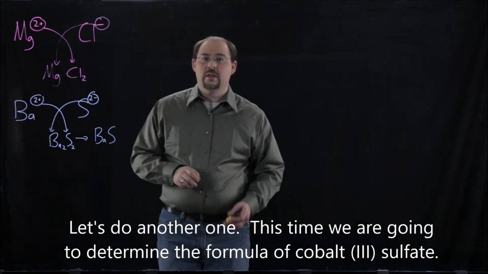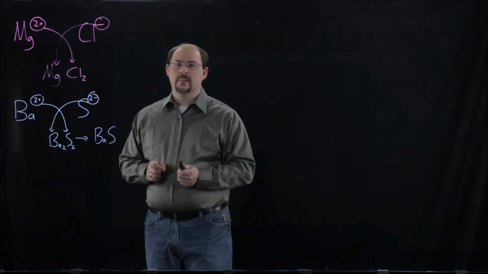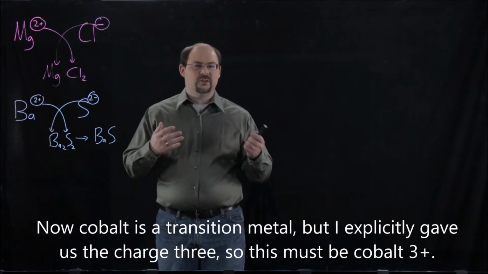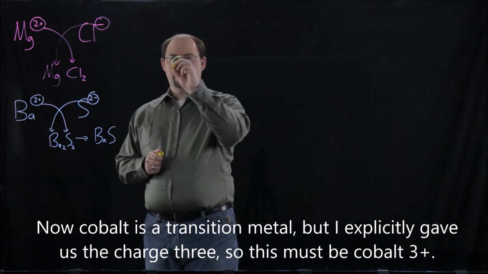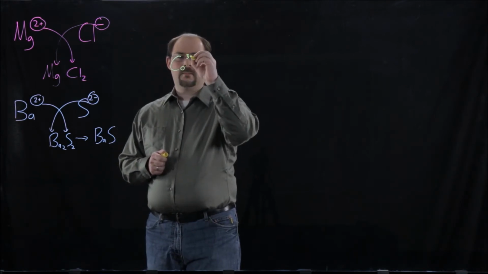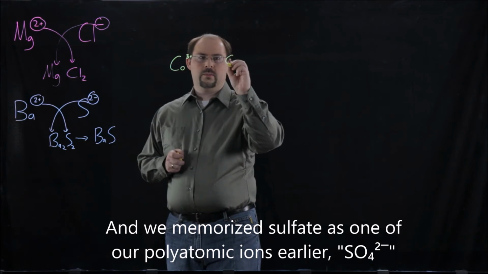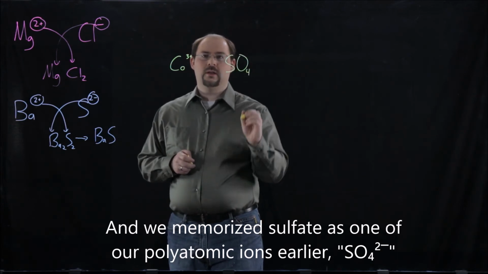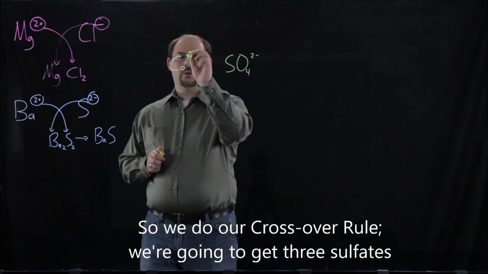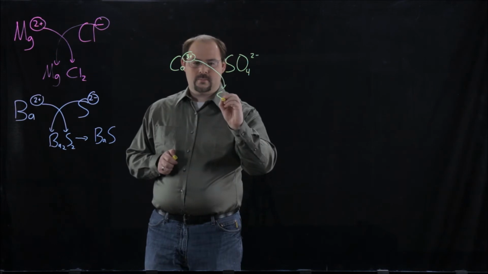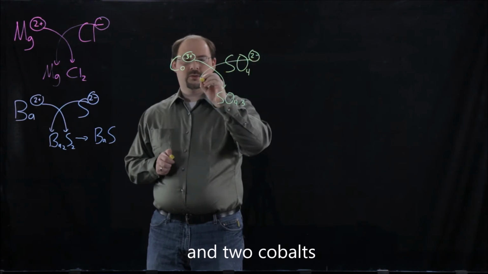Let's do another one. This time we're going to determine the formula of cobalt-3 sulfate. Now, cobalt is a transition metal, but I explicitly gave us the charge 3, so this must be cobalt 3+. And we memorized sulfate as one of our polyatomic ions earlier, SO4, and sulfate has a charge of 2-. So we do our crossover rule. We're going to get 3 sulfates and 2 cobalts.